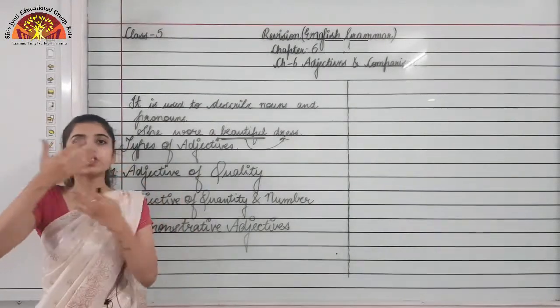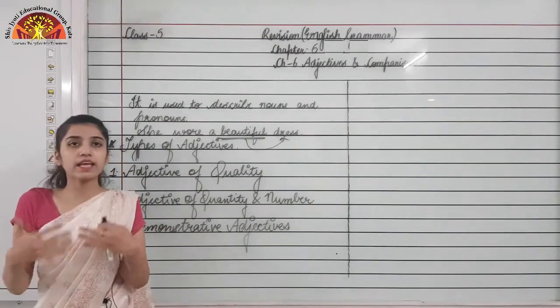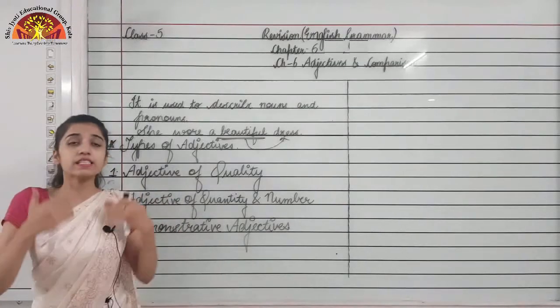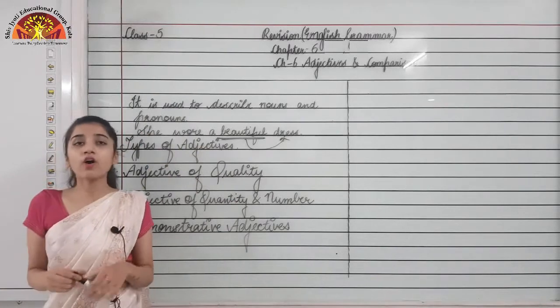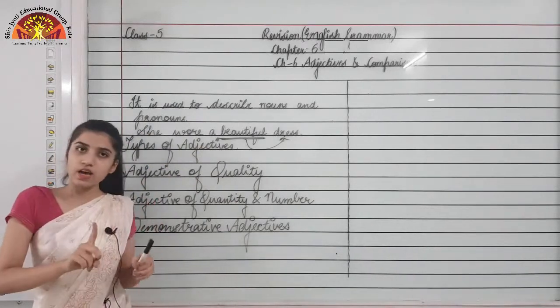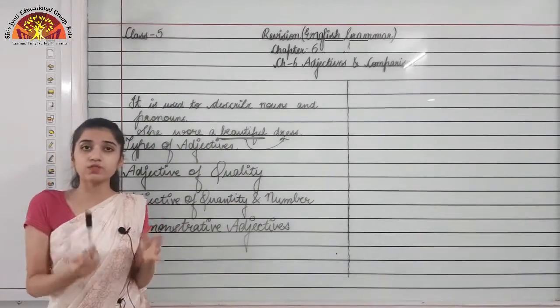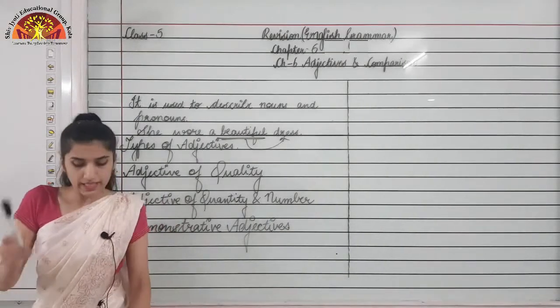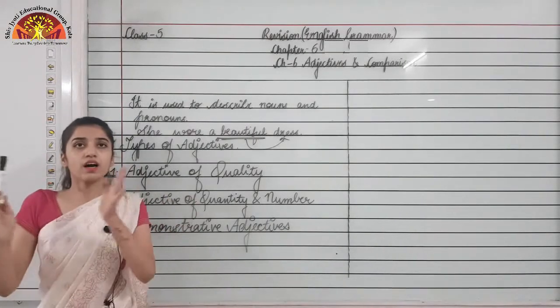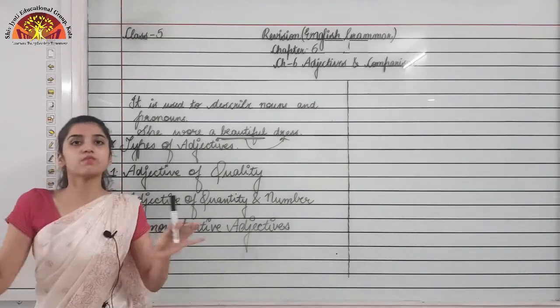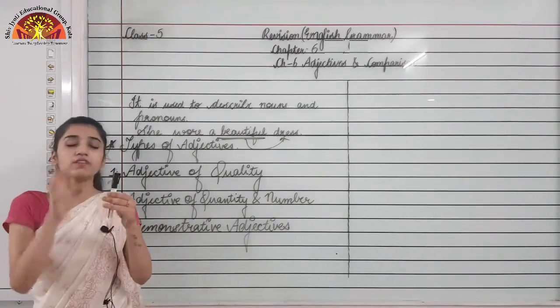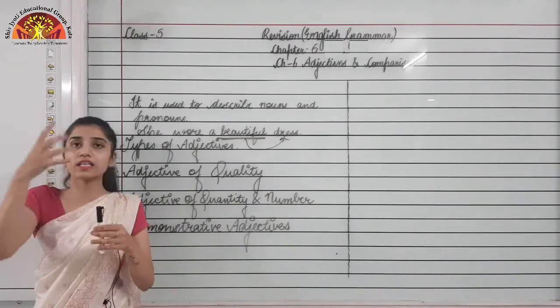For the things which are near me, I will say this and these. For the things that are far away from me, I will say that and those. Okay, now for singular I will use this, which is for things near me. I can say, this marker is not mine. So this is why I use this, because the marker is near me.